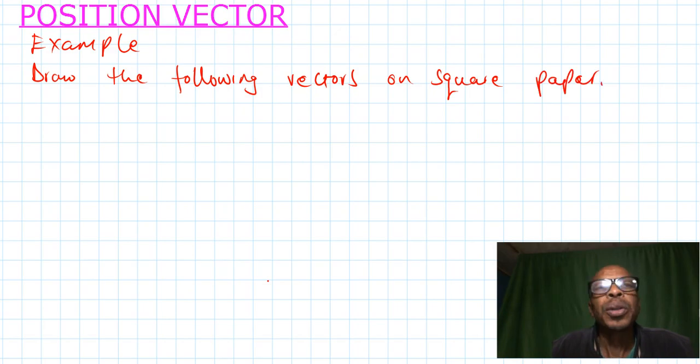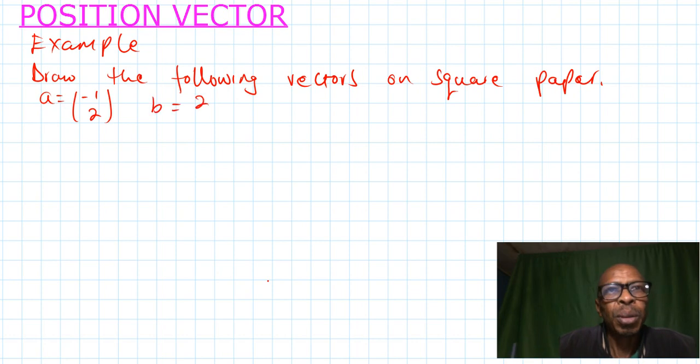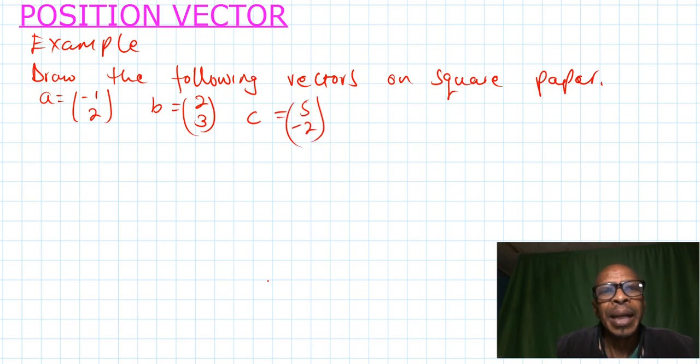So you have A is equal to (-1, 2), B is equal to (2, 3), C is equal to (5, -2), and we have D is equal to (-3, -4). So I already have my paper here.